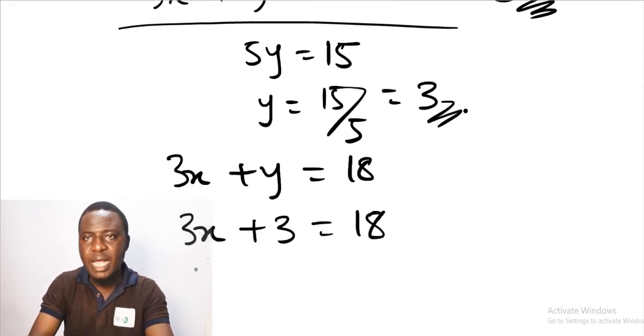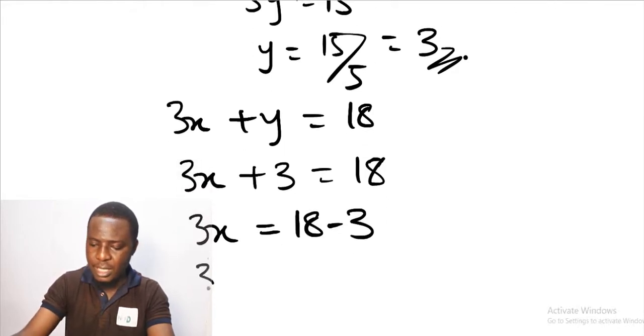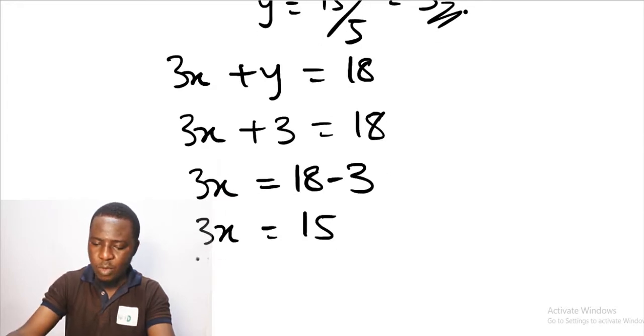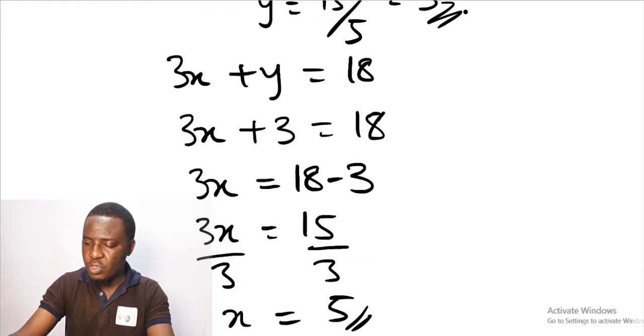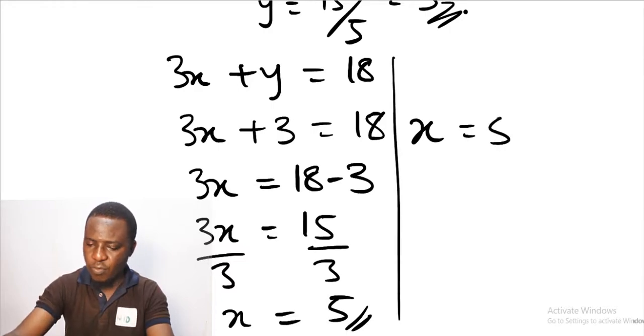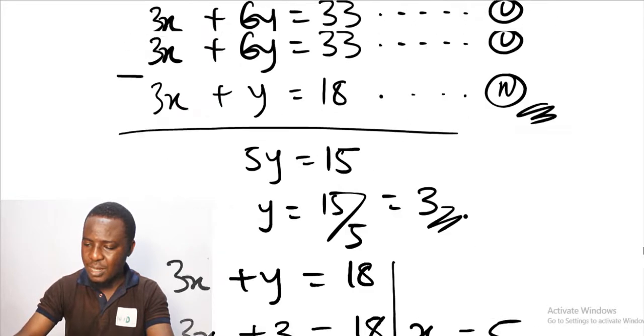Collect like terms and make x the subject of the formula. 3x is equal to 18 minus 3. 3x is equal to 15. What is x? Divide both sides by 3. Our x is said to be equal to 5. So that means that x is equal to 5, y is equal to 3.